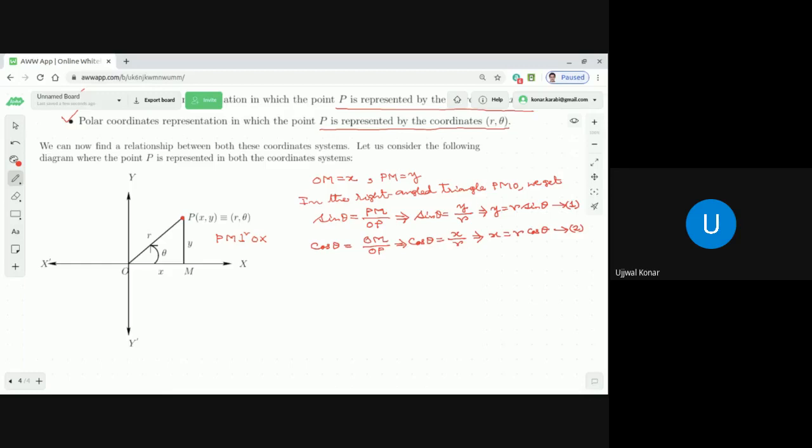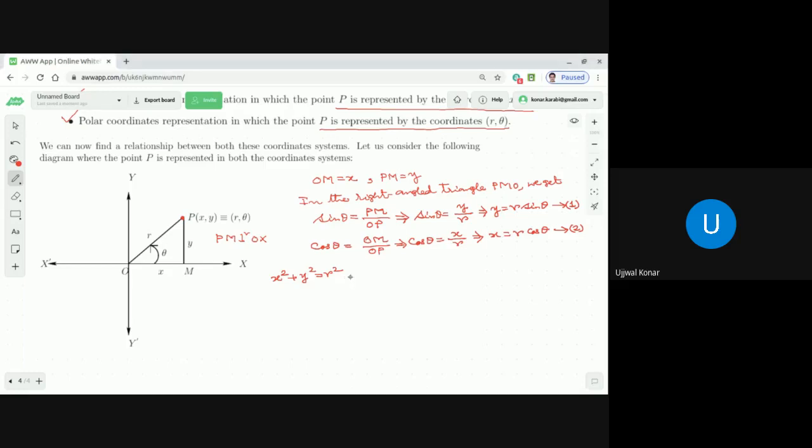So done. Now what will be the case if it is otherwise? Suppose x and y are given to you, and you need to find the values of r and theta. Then also you can establish the same relationship, dear students, that y is equal to r sin theta and x is equal to r cos theta. After that, what will we do? We'll square both sides of equations 1 and 2 and then add. Then what are we going to get? We are going to get x square plus y square is equal to r square.